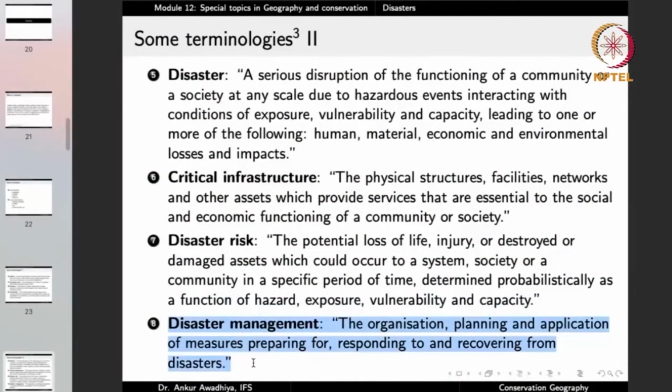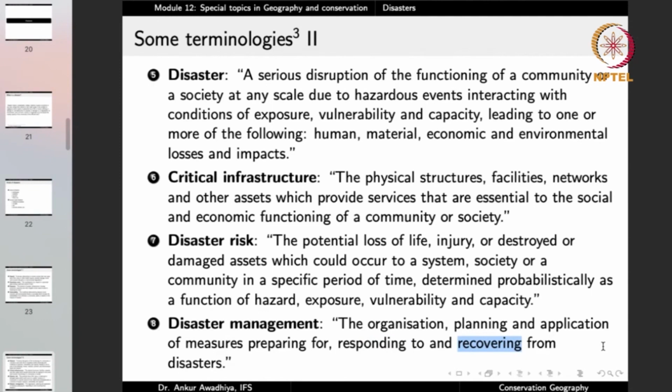And we can work on disaster management, the organization, planning, and application of measures preparing for, responding to, and recovering from disasters. Once you have computed the disaster risk, you can prepare for these disasters. So before there is a disaster, you can prepare for the disaster. Once the disaster has happened, you can respond to the disaster. You can try to reduce the loss of life and property. And after the disaster, you can try to recover from the disaster.